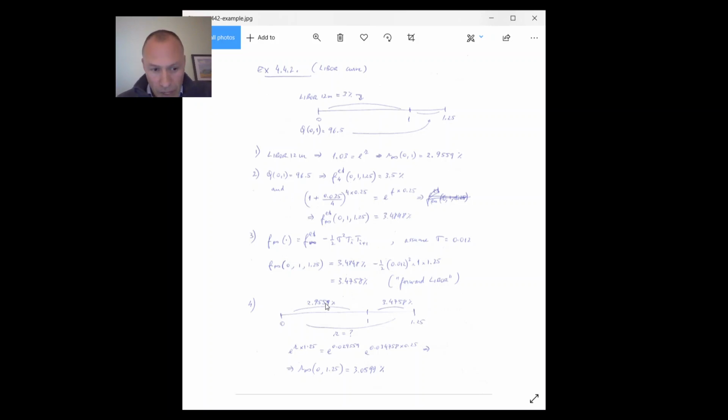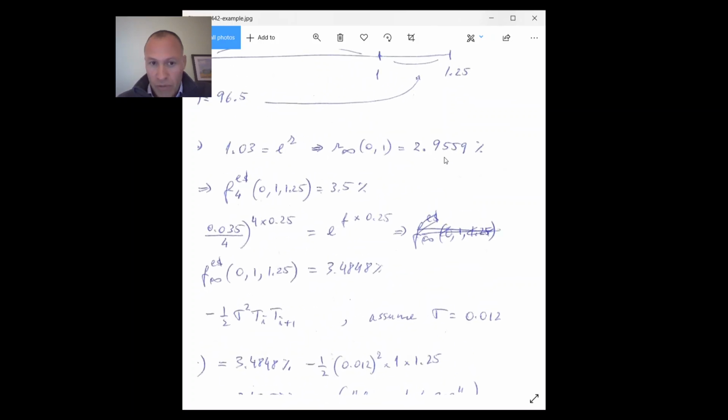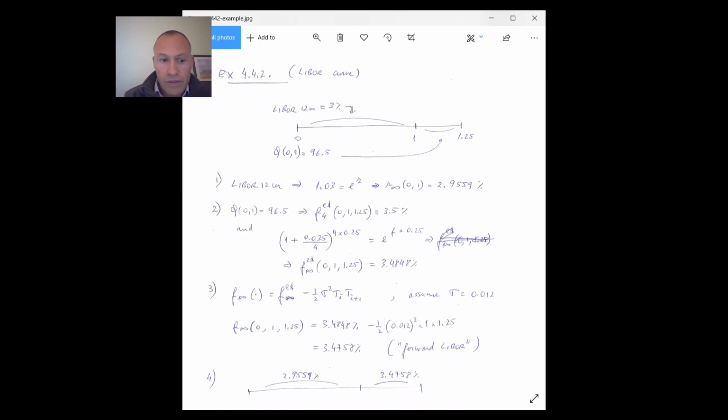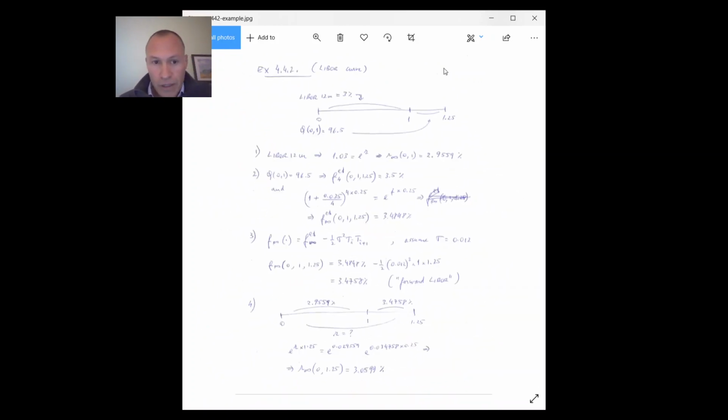Okay, so in summary, I have a spot rate for 1 year that comes directly from the LIBOR market. Then I have this forward rate that I just computed here, and with these two rates, I can compute the spot rate for 1.25 years. Okay, so this is the usual calculation going from these two rates to this longer spot rate, and I get a spot rate for 1.25 years with continuous compounding of this.